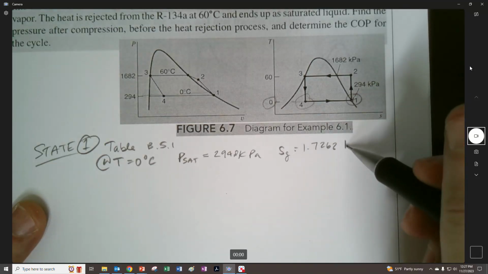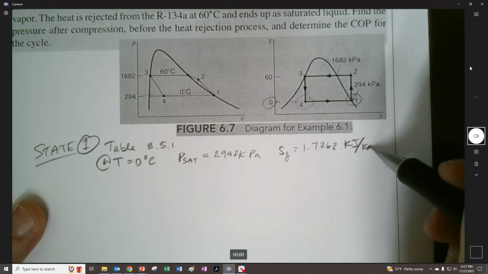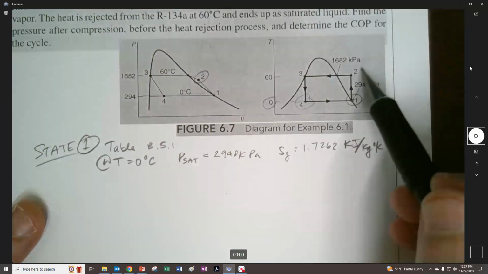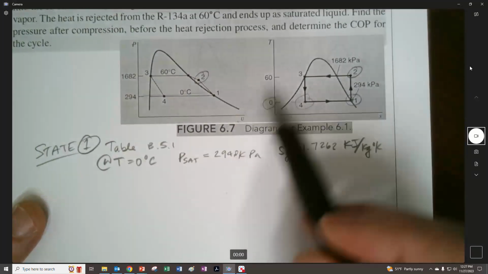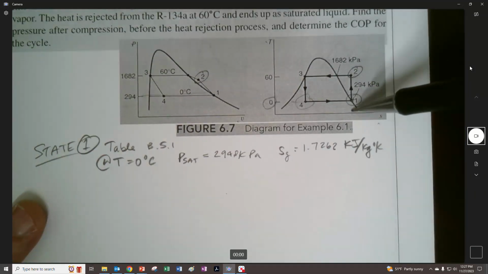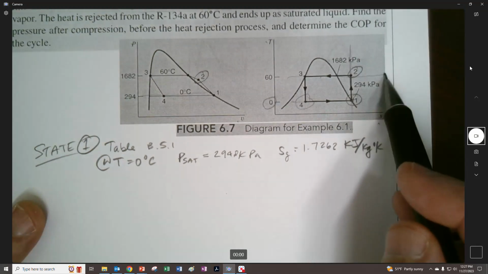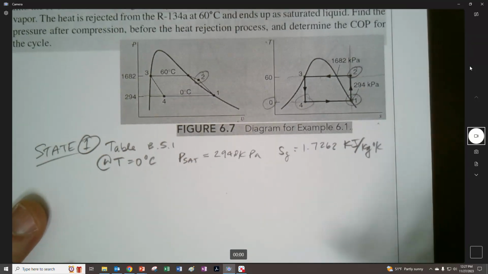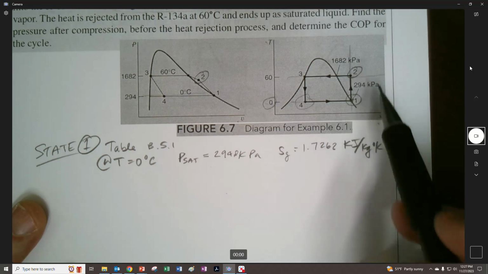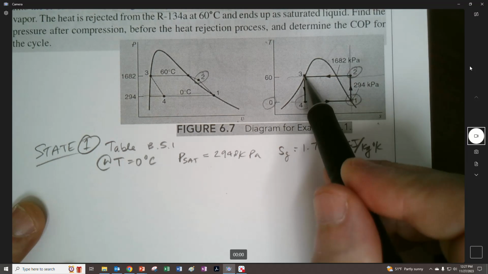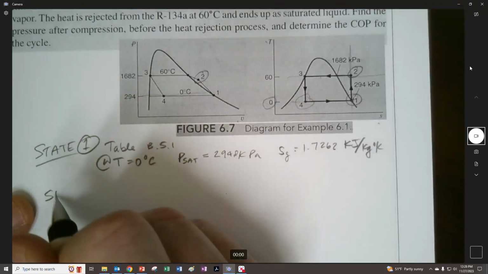So if our goal is to find the pressure right here, there's the PV diagram, and here's the TS diagram. We have one of the coordinates for this. We have this entropy right here, and we also have this temperature right here. So we can use those two things to find what that pressure is going to be. So let's go to state 2, and let's go to state 3.